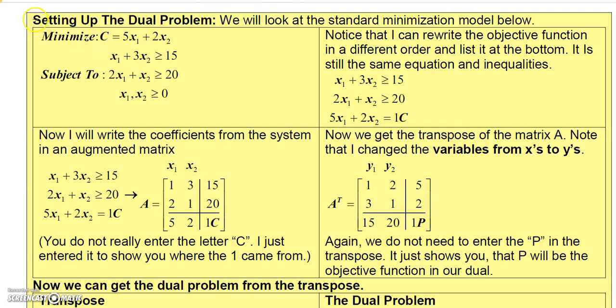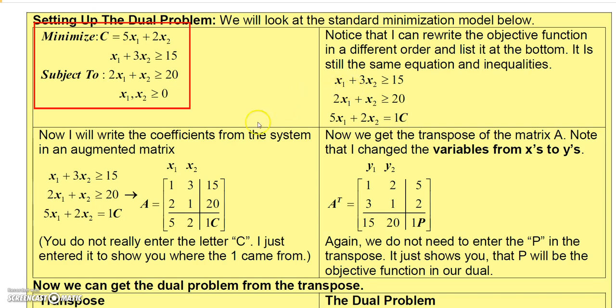So let's say you start out with a standard minimization problem. Notice that you've got these two problem constraints, x1 plus 3x2 is greater than or equal to 15, and 2x1 plus x2 is greater than or equal to 20. And then you've got this objective function, but we're going to write this objective function in the other direction. So I'm going to write it as 5x1 plus 2x2 equals 1c. So I'm going to use 1 for c.